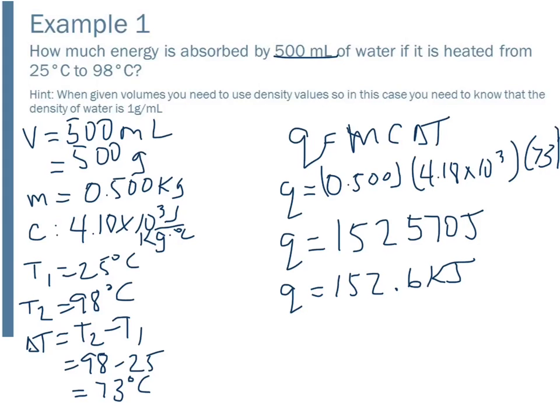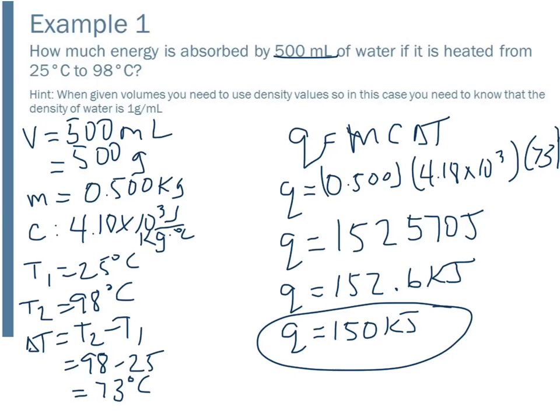And then we want to look at our sig figs. The 500 milliliters, those are those zeros that may or may not be significant. So let's round so that we have 2 significant digits based on our degrees Celsius. So we'll leave it at 150 kilojoules.